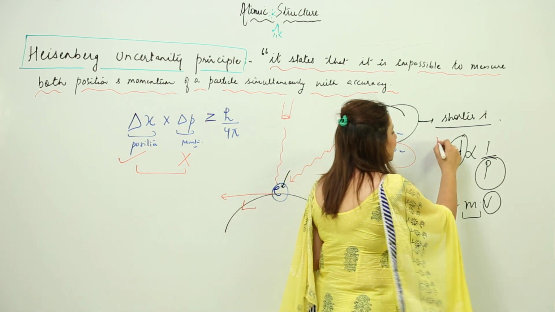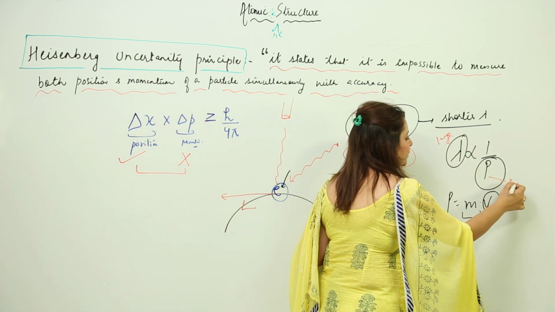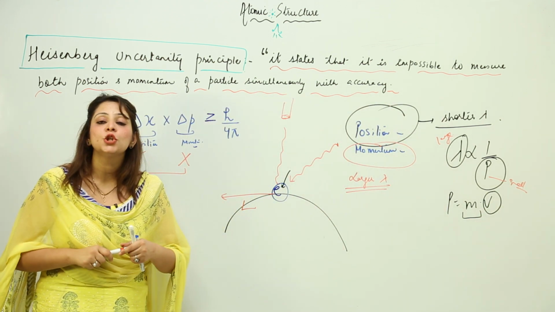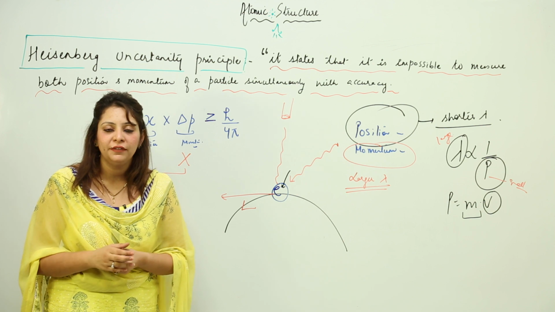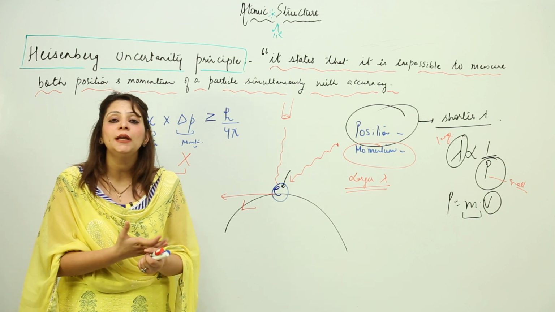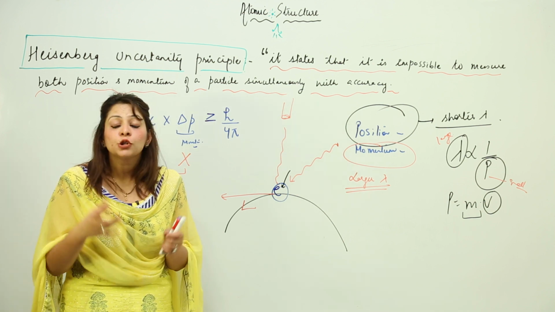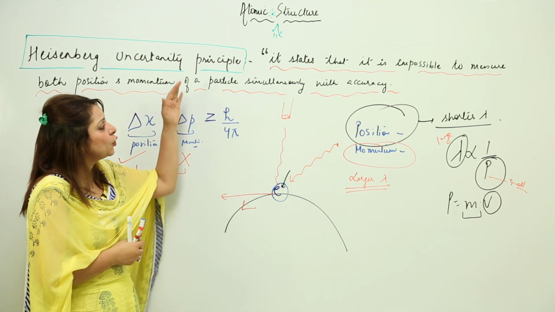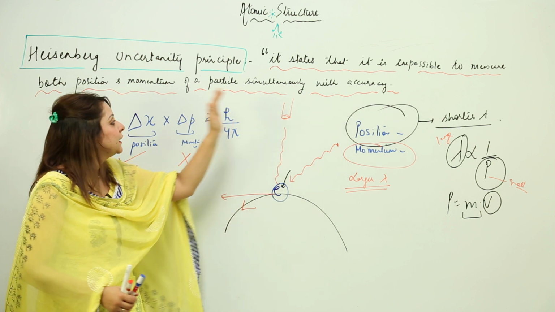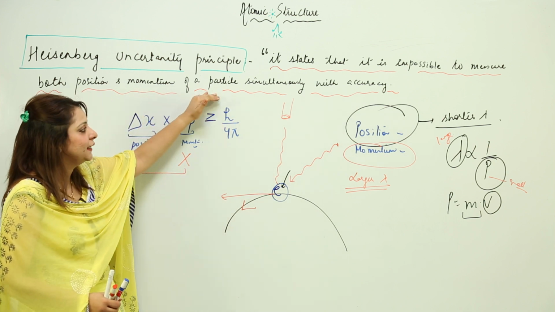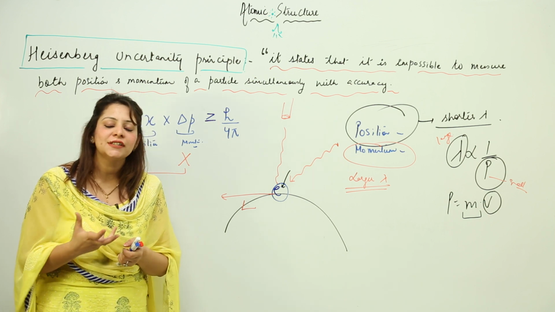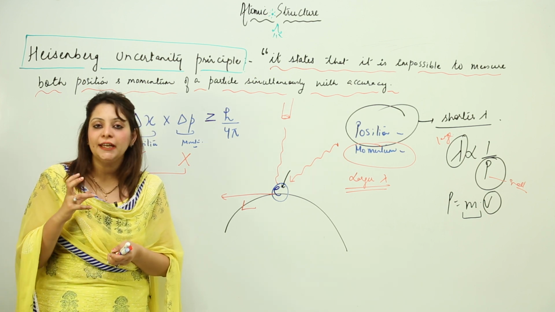Now my wavelength is large, so that means my momentum is going to be small. So this kind of photon is not able to get reflected in a proper way, or we can say it is not able to determine the exact position. So here the error lies in our position. So it is almost impossible to measure the position and momentum of the particle simultaneously with accuracy. That means we may find a result, but actually the result won't be accurate.